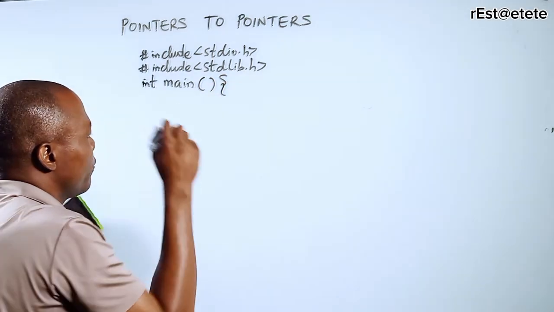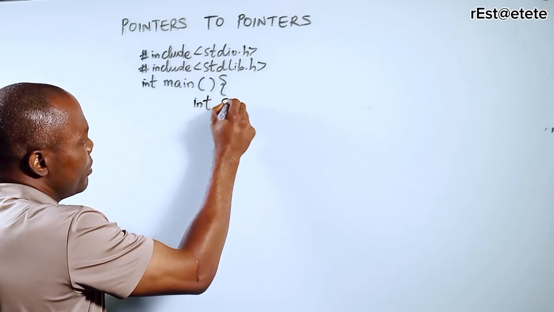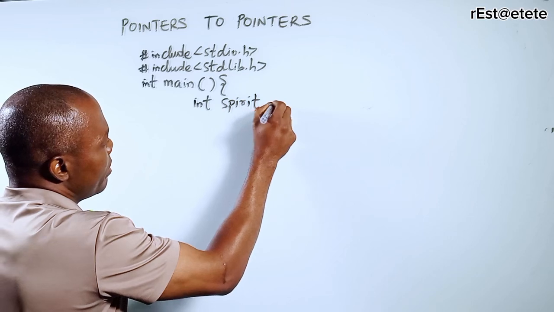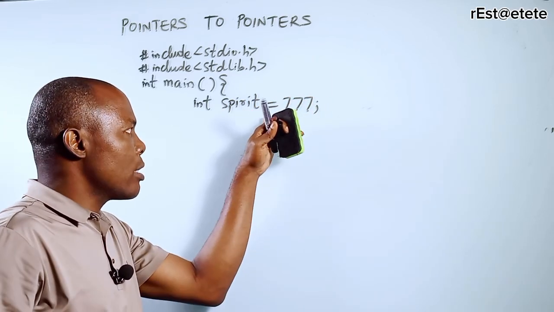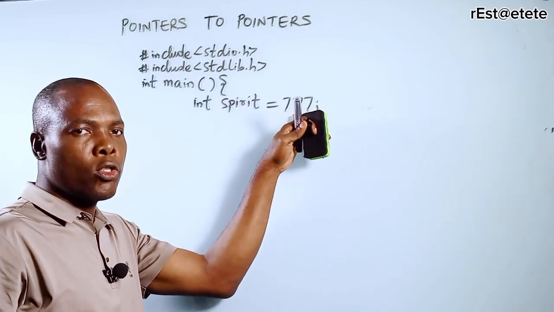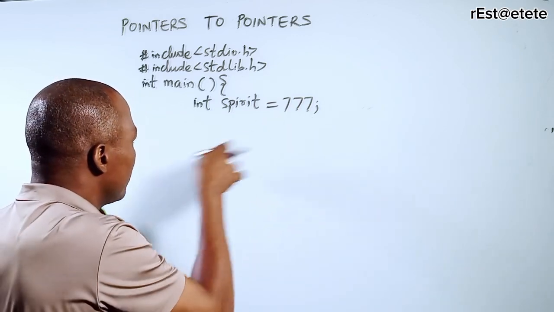Then the first thing I will do is declare a variable, int spirit. This is the variable name. And I will assign 777 to it. So this is allocated at compile time. And where is this going to be stored? In the stack. I told you about stack and heap. So this will be in the stack.